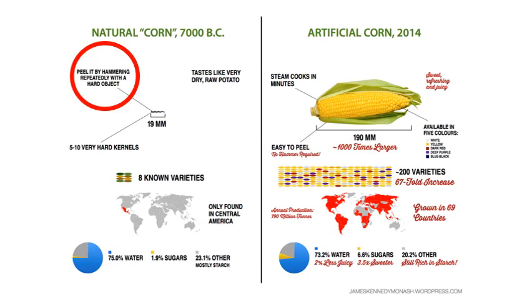And the only way to get at this was by peeling it, hammering it repeatedly with a hard object, and apparently it tastes really dry. It's like raw potatoes. Blah. Who wants to eat that? And the payoff here is 5 to 10 very hard kernels. Now, corn emerges in Central America, and eventually it's domesticated, and we start to see the modern varieties that we have today. Let's move to the next slide.